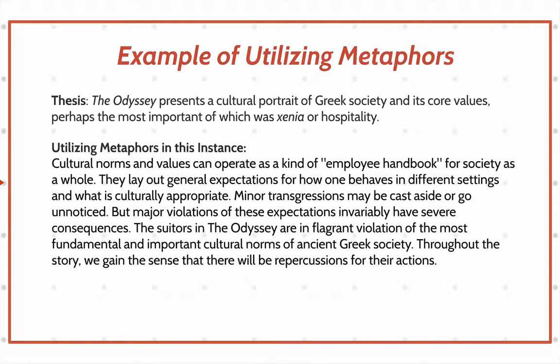Cultural norms and values can operate as a kind of employee handbook for society as a whole. They lay out general expectations for how one behaves in different settings and what is culturally appropriate. Minor transgressions may be cast aside or go unnoticed, but major violations of these expectations invariably have severe consequences. The suitors in the Odyssey are in flagrant violation of the most fundamental and important cultural norms of ancient Greek society. Throughout the story, we gain the sense that there will be repercussions for their actions, right?